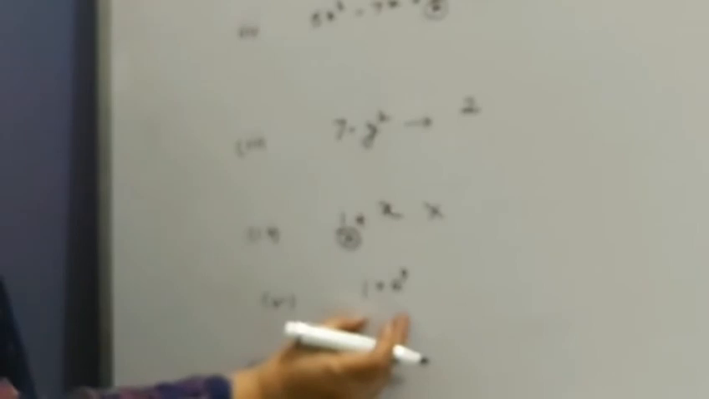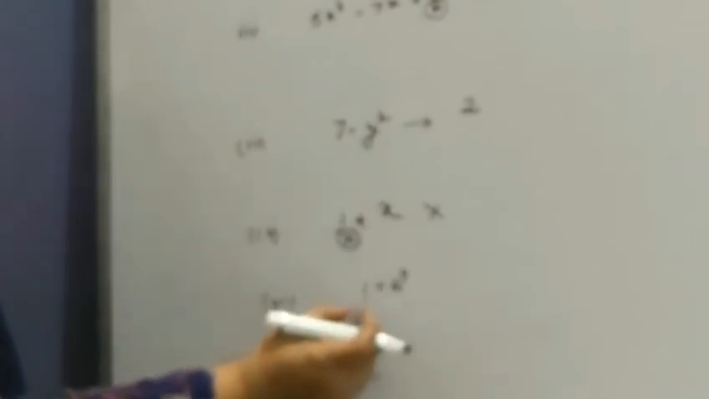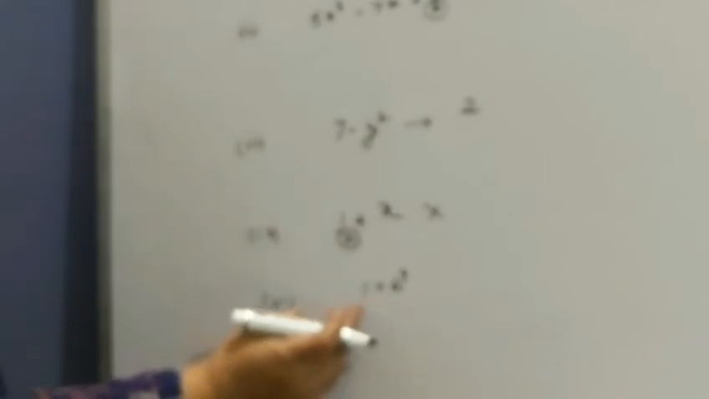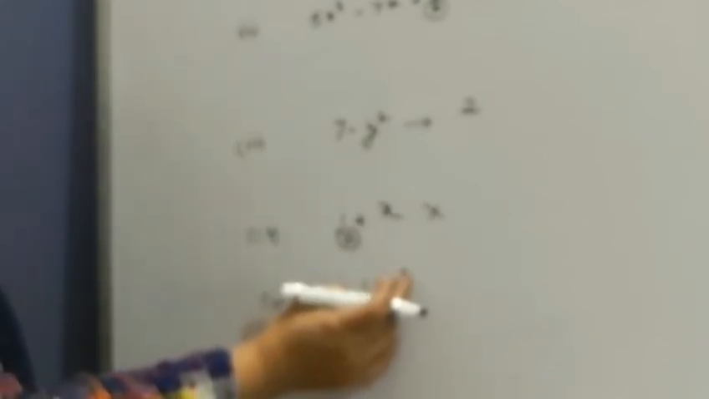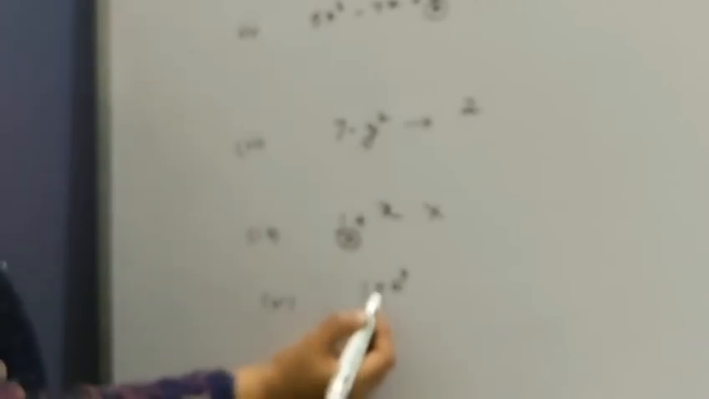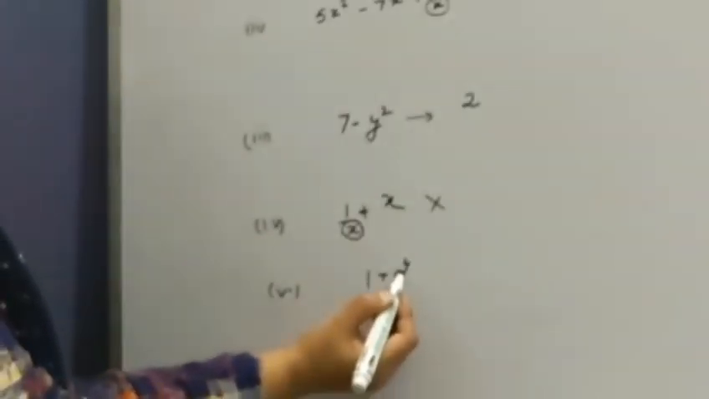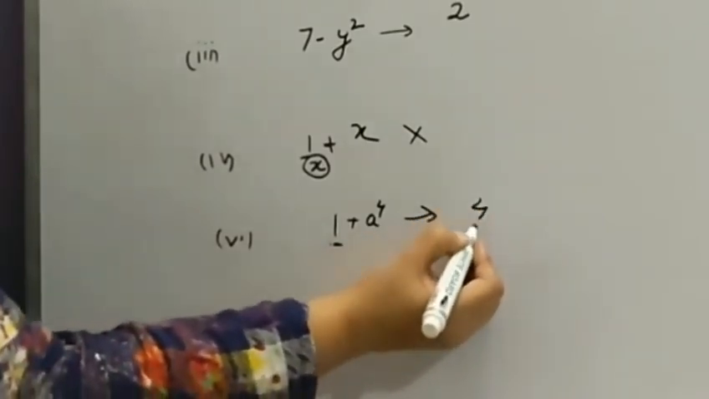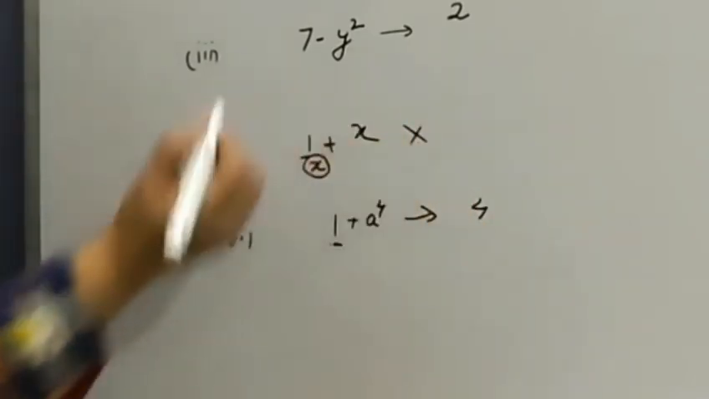Sixth example, 1 plus a raised to power 4. This is a polynomial in a as the literal factor is a. How many terms does it have? 2 terms. Here the power of a in the constant term is 0 and the power in the next term is 4. So out of the 2, the highest power is 4. So the degree of this polynomial is 4.